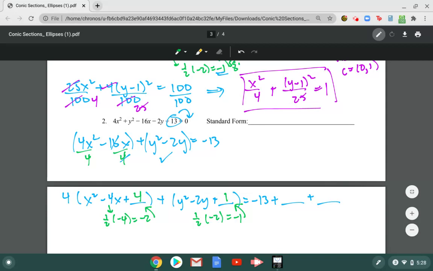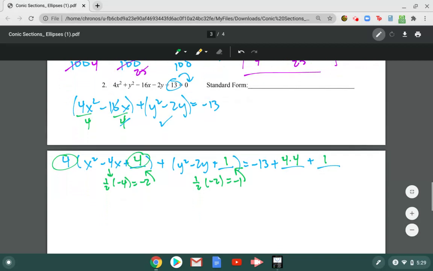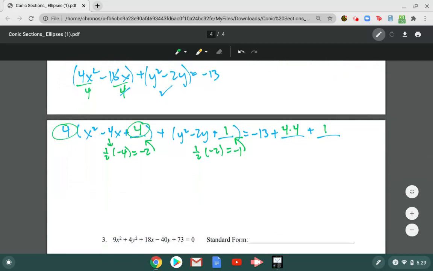On the other side, I added a 4 that was multiplied by a 4. So I write both the factor out in front and my completing the square number on that line. For the y's, I just did the 1. Nothing was out in front. Okay, ready to factor this.